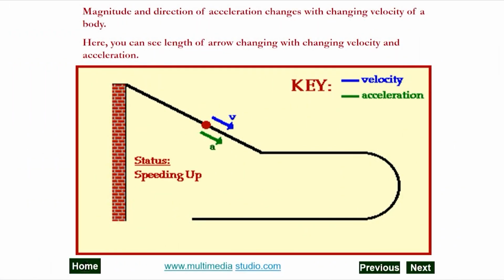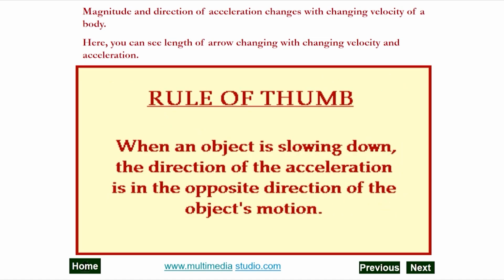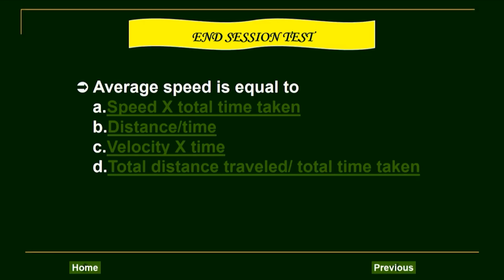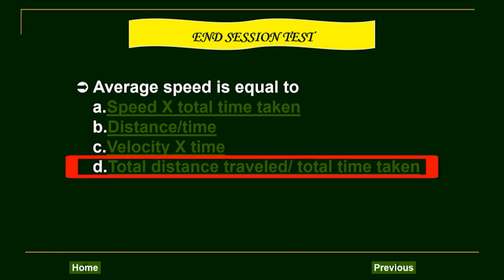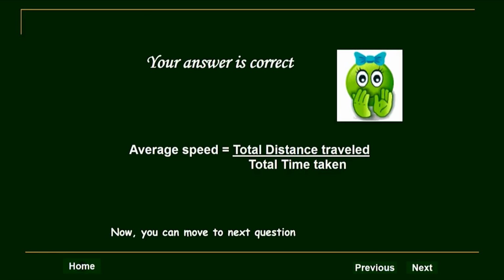Now the magnitude and direction of acceleration changes with changing velocity of a body. So here again an illustration is given, and you can take some of the illustrations from the website. Now the end session test: average speed is equal to, say the answer is D, so your answer is correct. Okay, your answer is being reinforced.